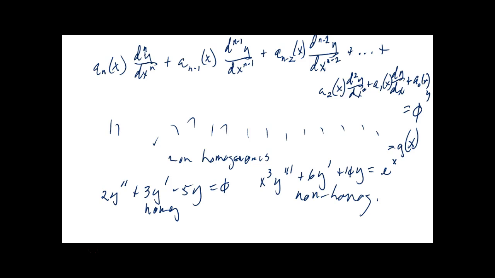Don't have any 1 over x's when your interval is going from minus 1 to plus 3. It's not going to work, because 1 over x is not continuous there. Okay? So all of your functions, the a of x and the g of x, are continuous on some interval I. And here's the other one. This always is the case. This a sub n of x, this leading coefficient function, can never be 0. Why? Because if that were 0, this would be an n minus 1 order differential equation, not an nth order. Because that first coefficient can't be 0.